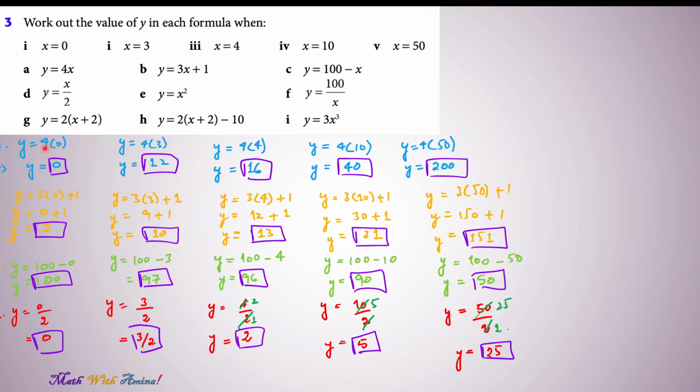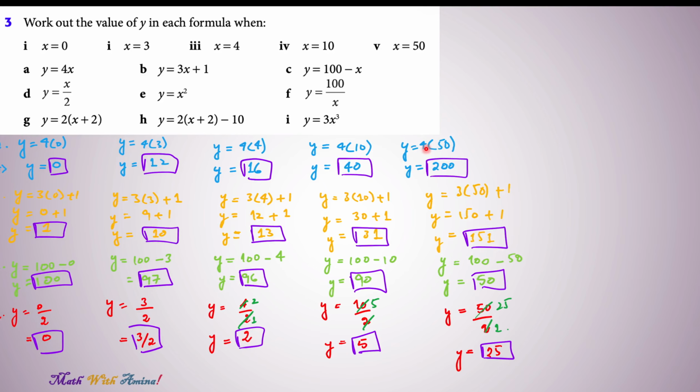When x is 0, we get the value of y also 0, because 4 multiplied by 0 is equal to 0. When x is 3, 4 multiplied by 3 is equal to 12. So y is equal to 12. When x is equal to 4, y is equal to 16. When x is equal to 10, y is equal to 40. When x is equal to 50, y is equal to 200.